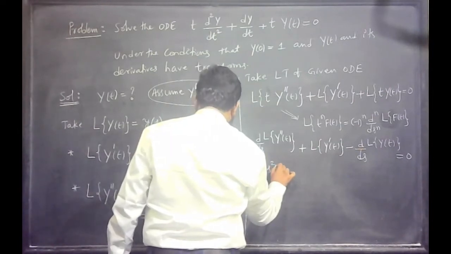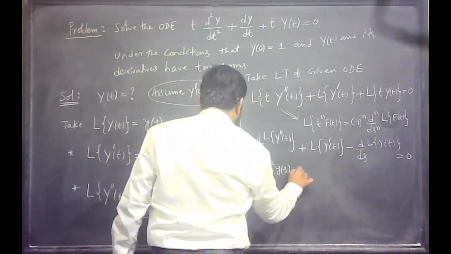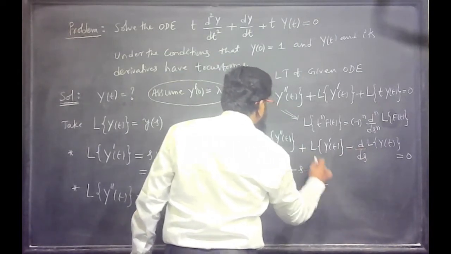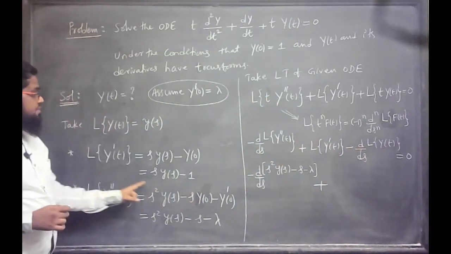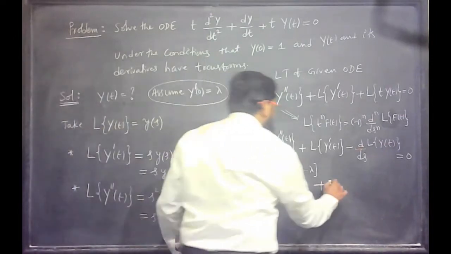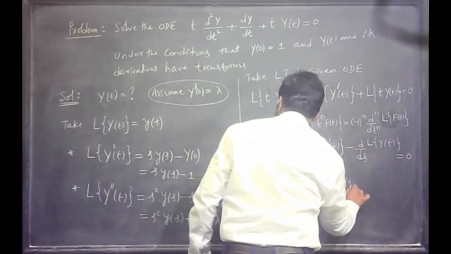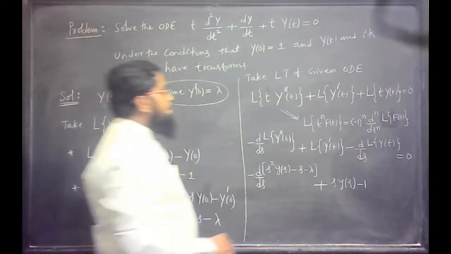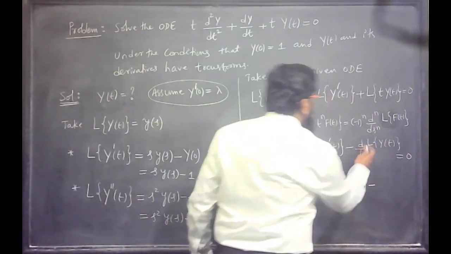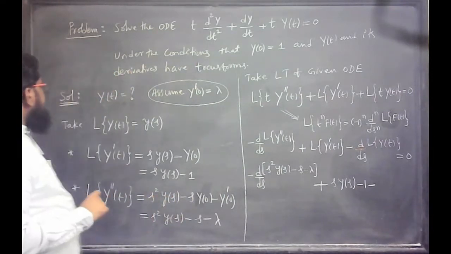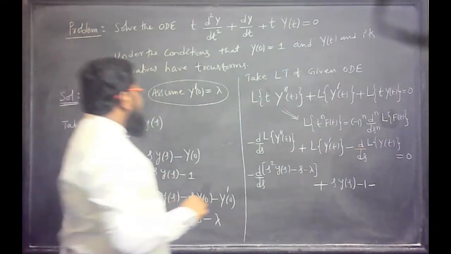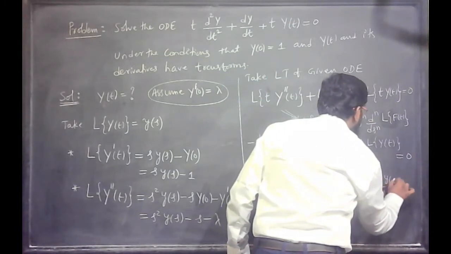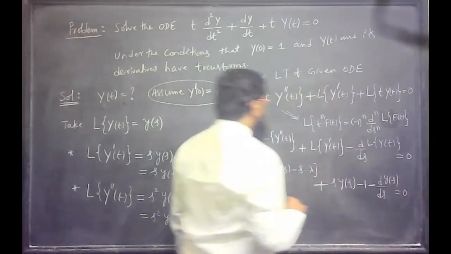s square y of s minus s minus lambda. Then plus Laplace transformation of this, that is s into y of s minus 1. Then minus d by ds of Laplace transformation of y of t, that is d by ds of y of s, equal to 0.